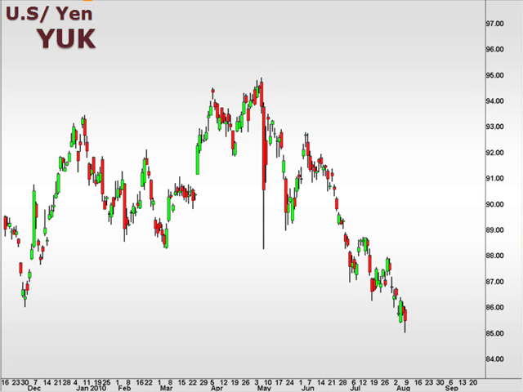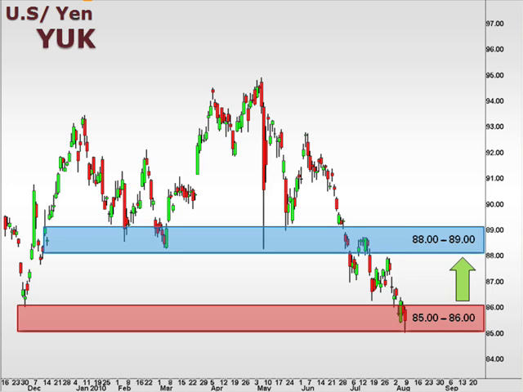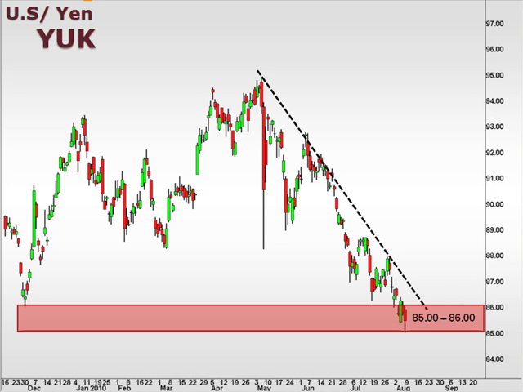While the YUK, the US versus the Japanese yen, spent last week bouncing around within this 85-86 focal zone, suggesting some support at this level. Now, a break above 86 opens the window for a push towards this 88-89 focal zone. However, the trend in force remains to the downside.